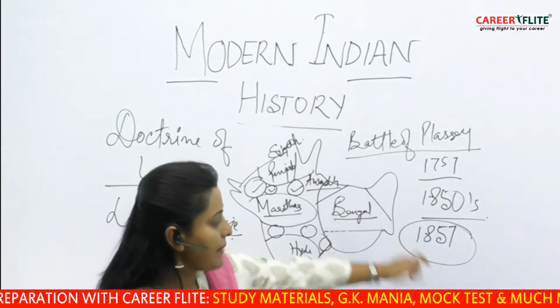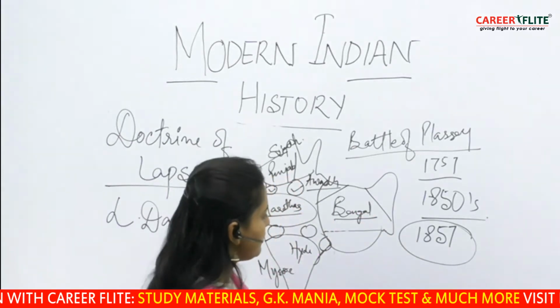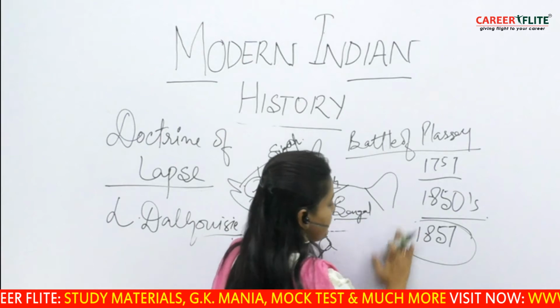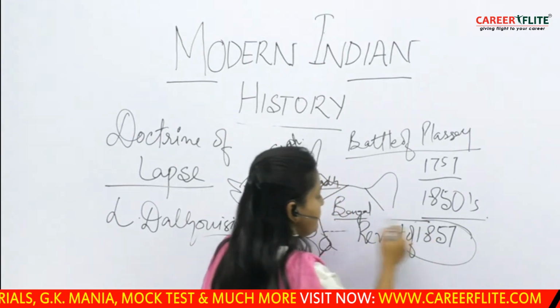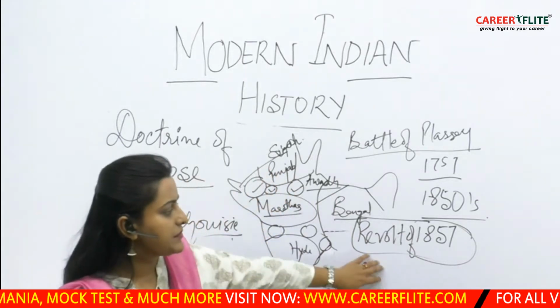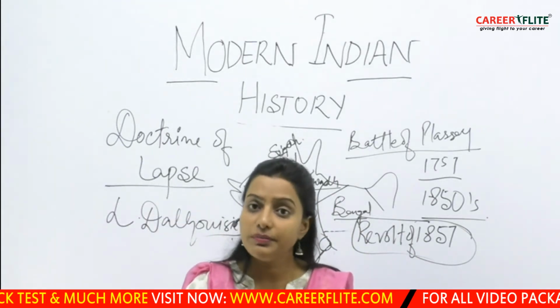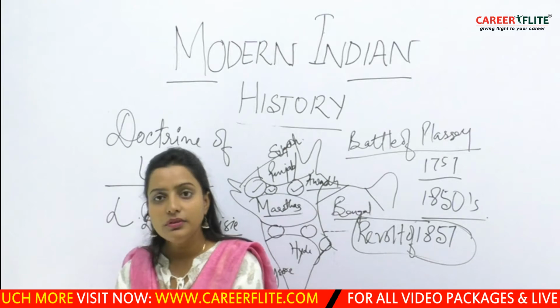Now, what happens at this period? The revolt of 1857. Now, this incident becomes very important from a historical point of view. Now, what was it exactly?